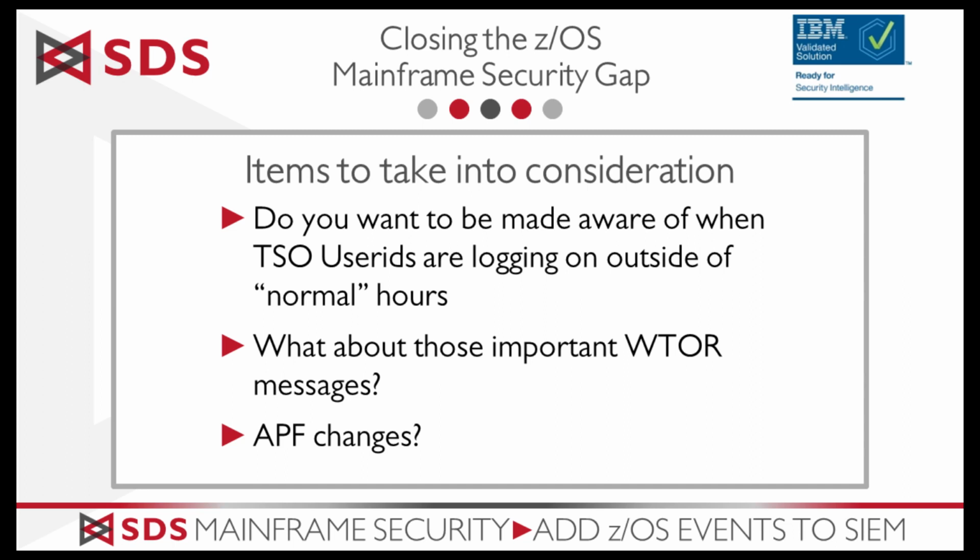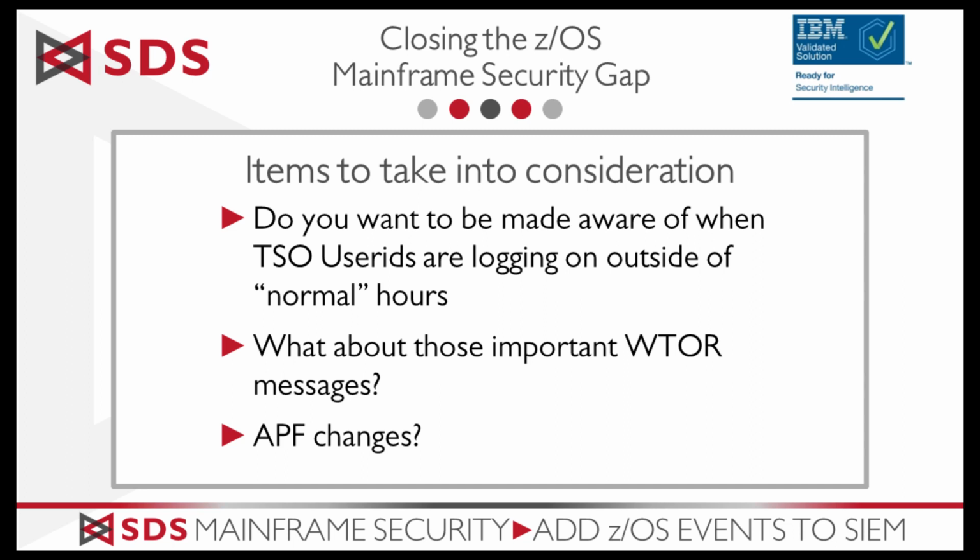Or how about some of those important write-to-operator console messages? The ICH408I message springs to mind. That's one that would tell you when a RACF violation occurs. Perhaps you want to monitor some of the SMF 119 records. Perhaps when a file gets stored or retrieved from the mainframe, those do kick out write-to-operator console messages. You can put this in the product so that you have some idea. But then again, the SMF 119 record might just be the one that you're interested in.